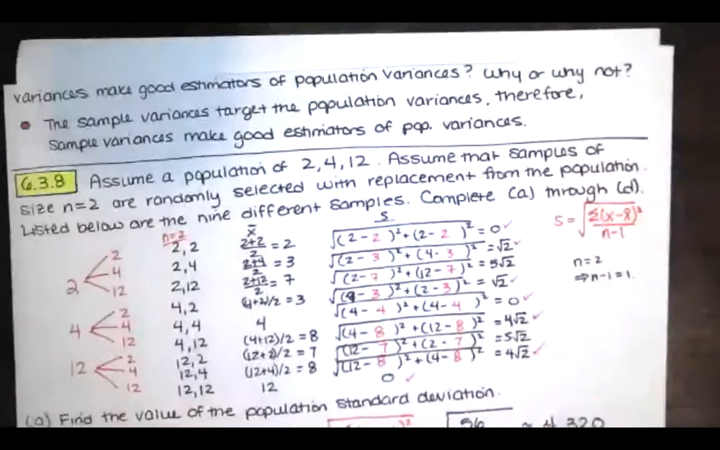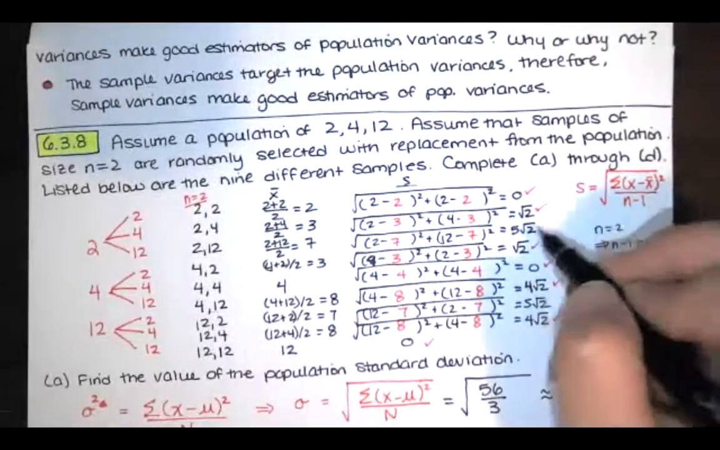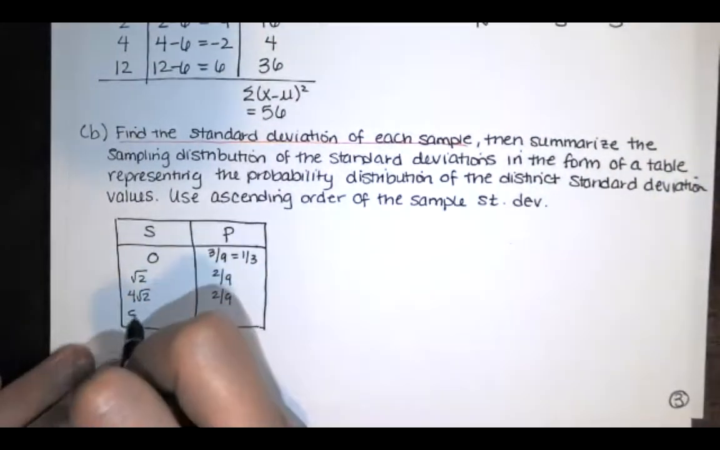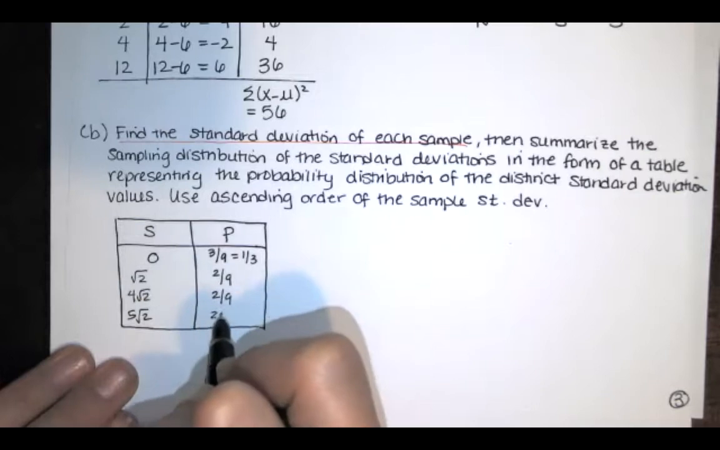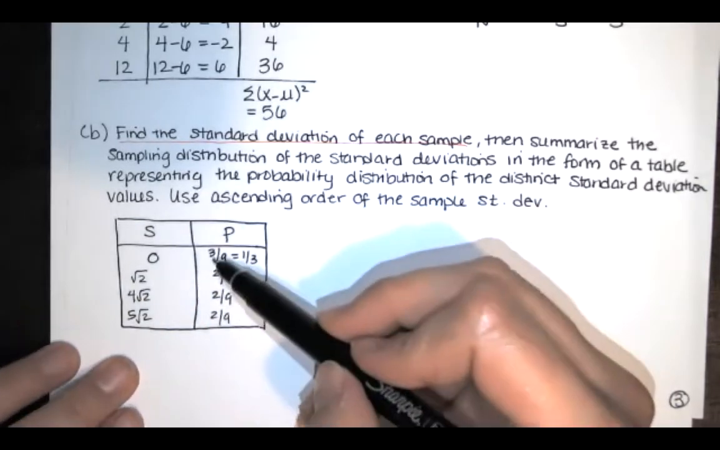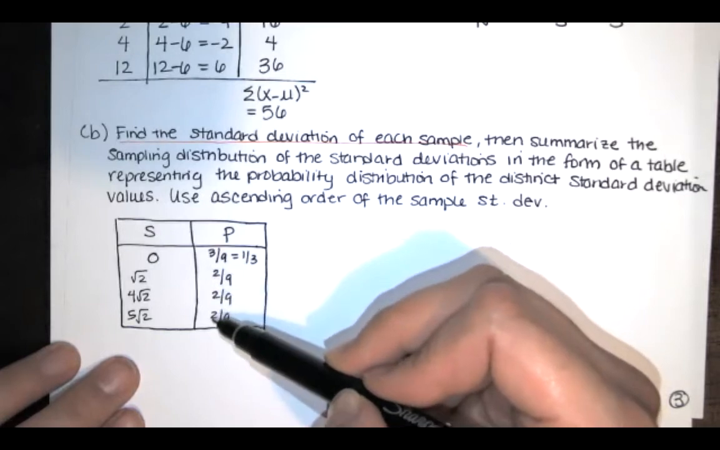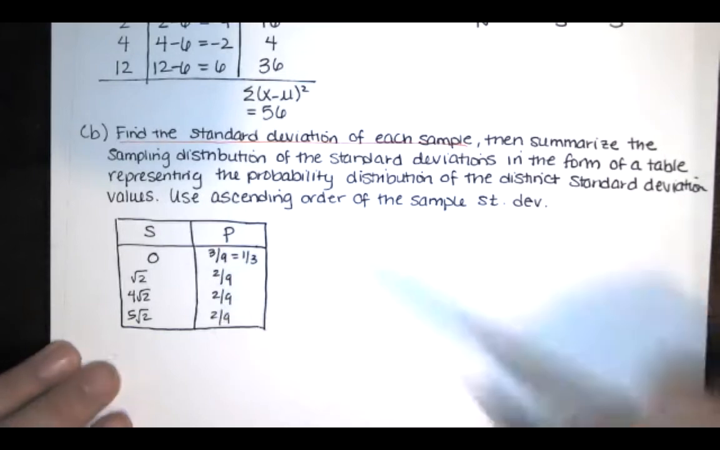And then the last one is 5 times root 2. And we have 2 of those. So we've got 3 out of 9 plus 2 out of 9 plus 2 out of 9 plus 2 out of 9. So that's 9 out of 9.